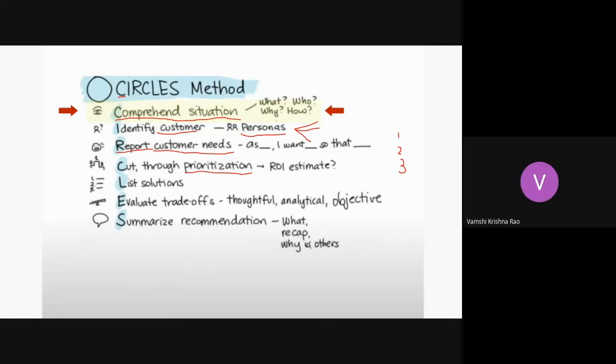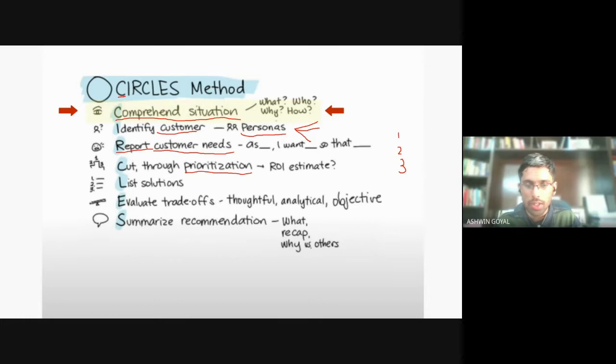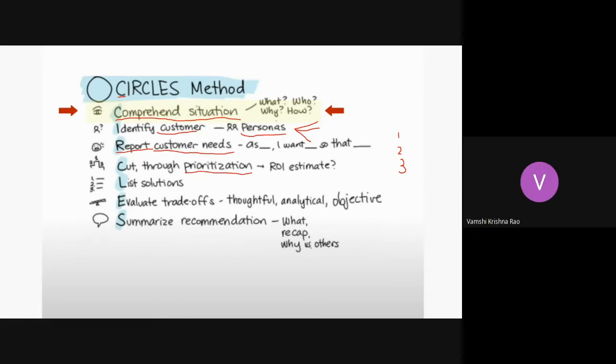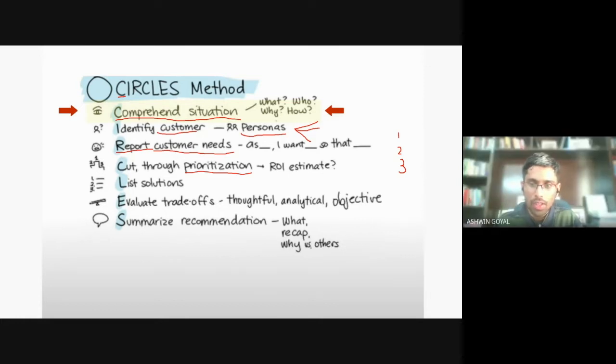One was RICE, yes, and the other was action priority matrix. Action priority. Impact versus effort. So that impact versus effort graph. Yeah. So these are two frameworks for helping you to prioritize.